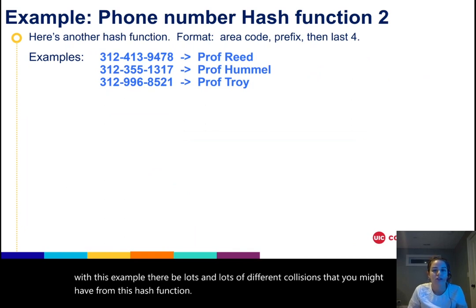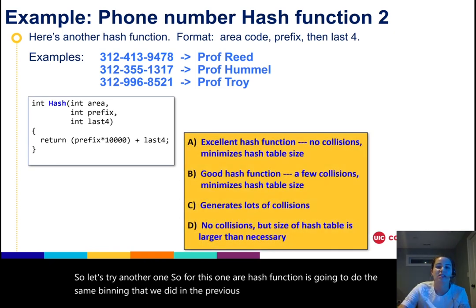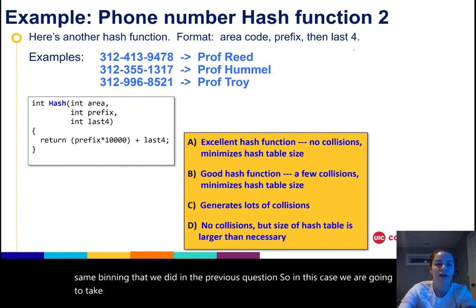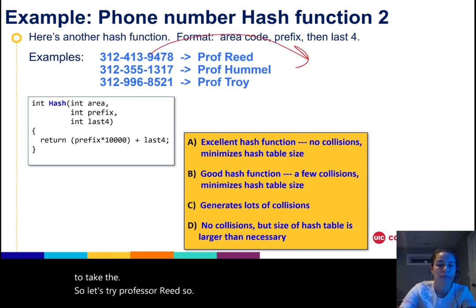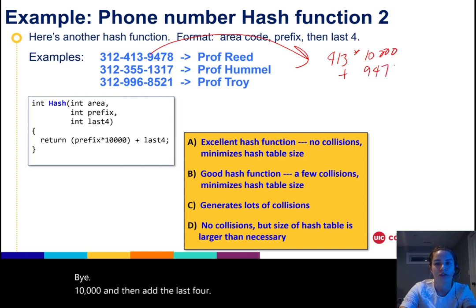So let's try another one. For this one, our hash function is going to do the same binning that we did in the previous question. So in this case, let's try Professor Reed. We are going to take and multiply the prefix by 10,000 and then add the last 4, which is going to be 9478.